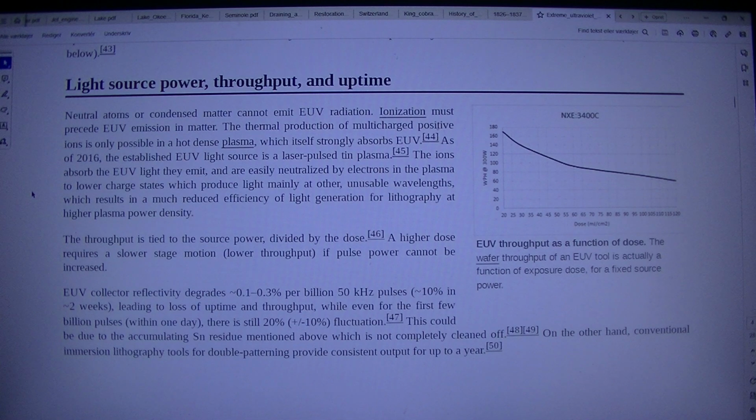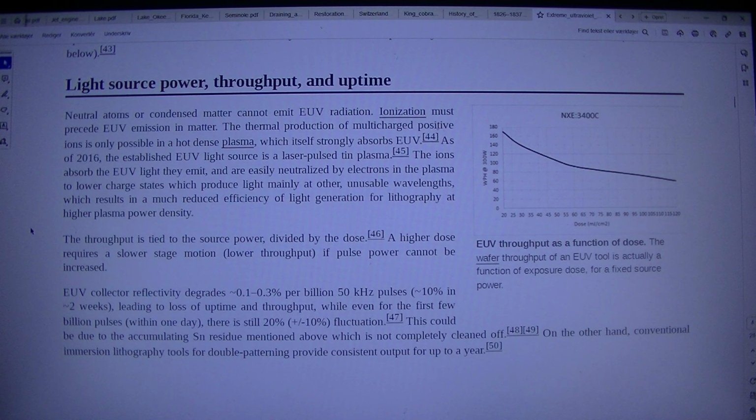EUV collector reflectivity degrades 0.10% per billion 50 kHz pulses, 10% in 2 weeks, leading to loss of uptime and throughput, while even for the first few billion pulses, within 1 day, there is still 20% plus or minus 10% fluctuation. 47. This could be due to the accumulating Sn residue mentioned above, which is not completely cleaned off.